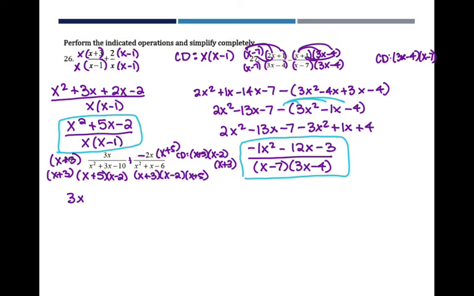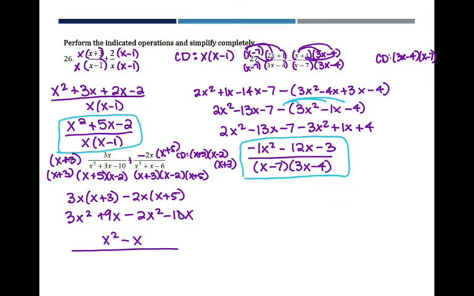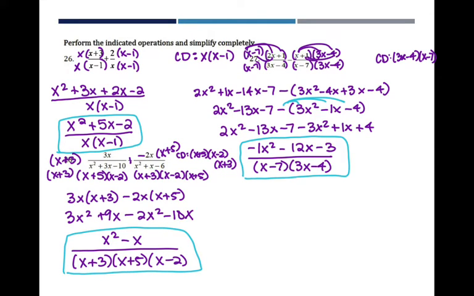Again, I'm going to go ahead and just work with the numerator for now. That way I don't have to rewrite those three factors so many times. Let's see, minus 2x with x plus 5. And let's distribute. So that's 3x squared plus 9x minus 2x squared minus 10x. Combining further, I get x squared minus x all over my common denominator of x plus 3, x plus 5, and x minus 2. And voila. There's your answer for 28.